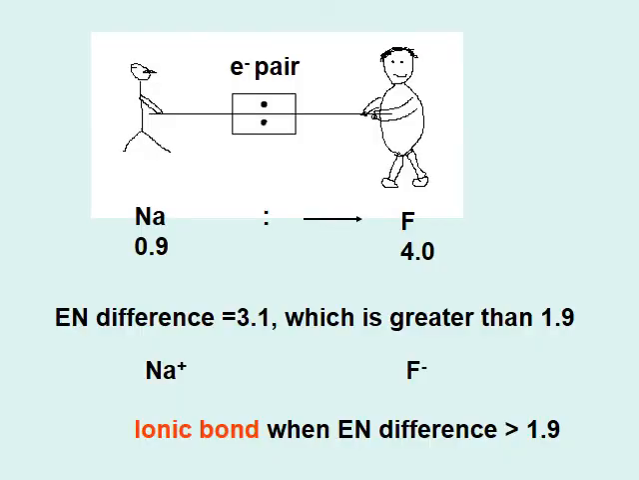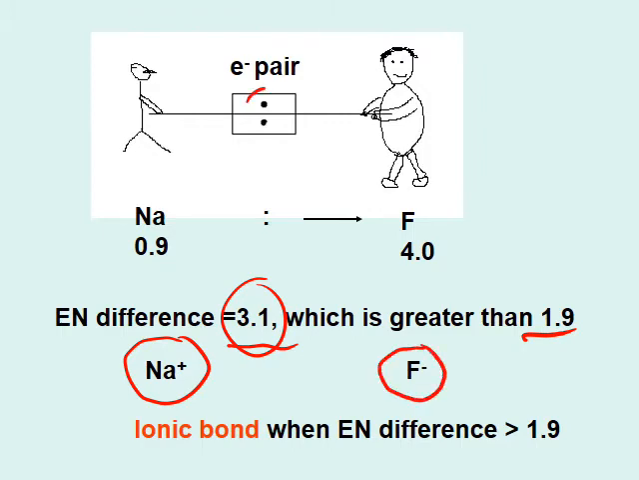Now that's what we're showing you again here. The electronegativity difference in the case of sodium and fluorine is even larger than that. It's 3.1, which is greater than 1.9. In order to be an ionic bond, the electronegativity difference has to be 1.9 or greater. So in this case, it's more than 1.9, which is 3.1, and that makes sodium plus. And fluorine got the extra electron because this electron pair goes towards fluorine, which is much stronger.